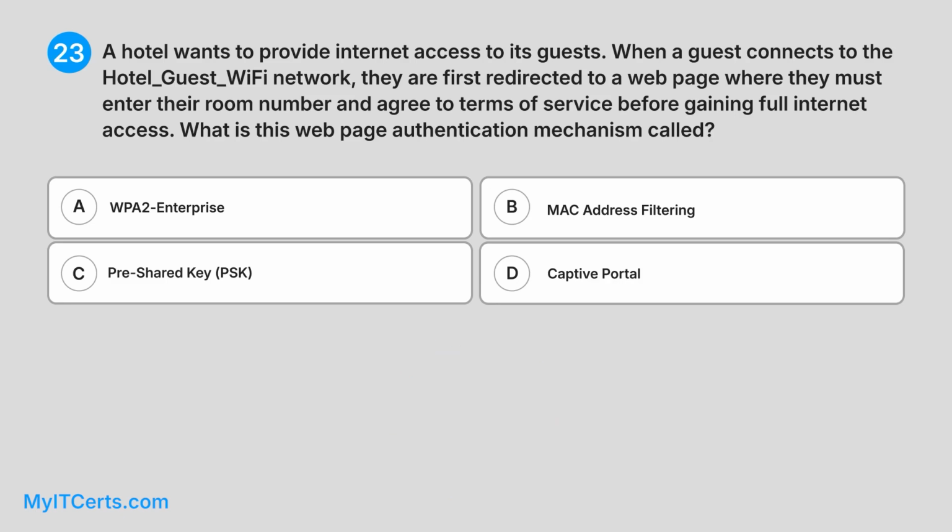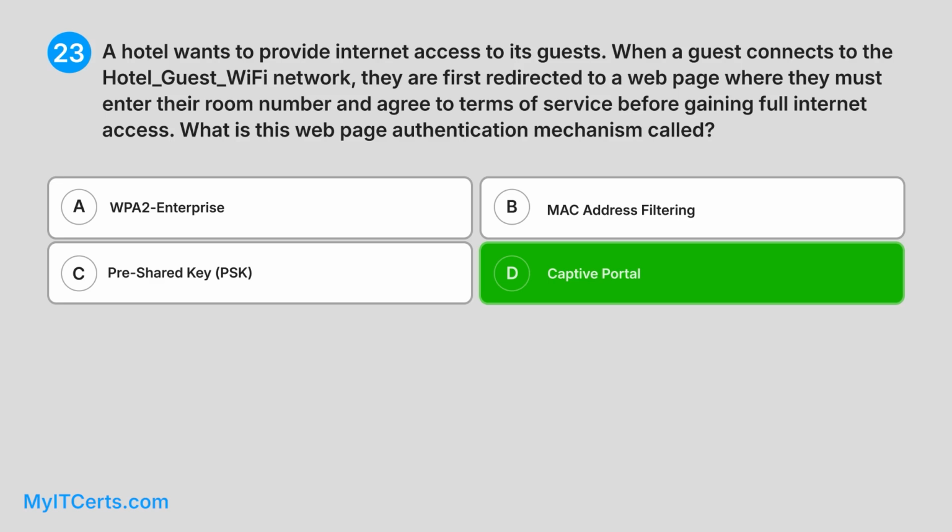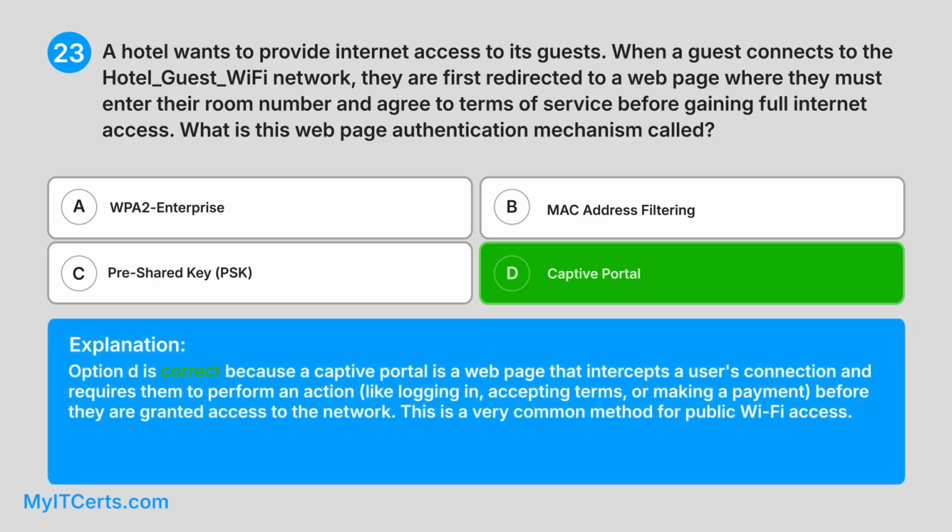Correct answer. D. Captive portal. Explanation. Option D is correct because a captive portal is a web page that intercepts a user's connection and requires them to perform an action, like logging in, accepting terms or making a payment, before they are granted access to the network. This is a very common method for public Wi-Fi access.